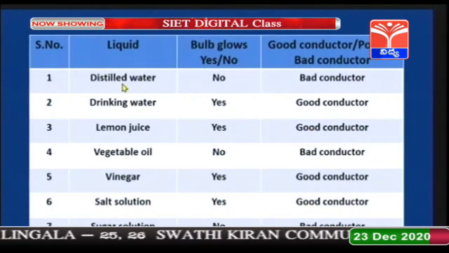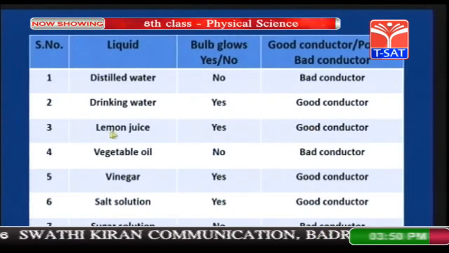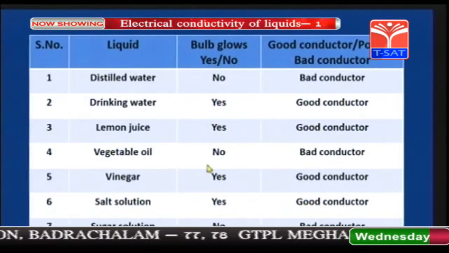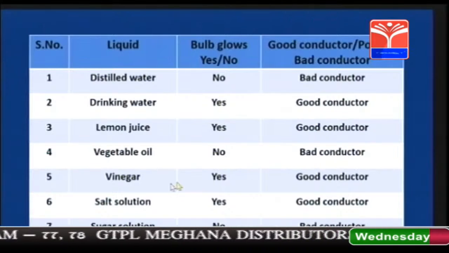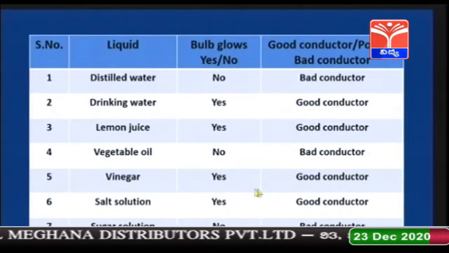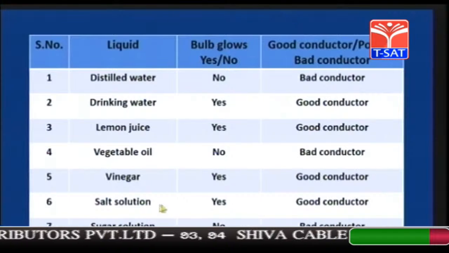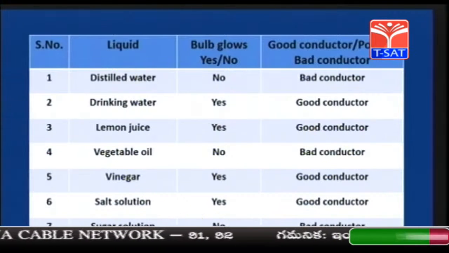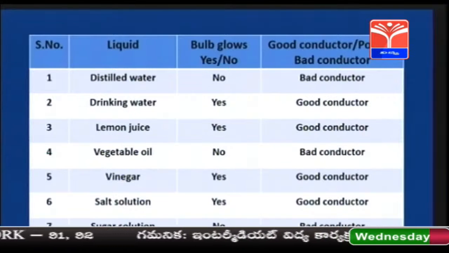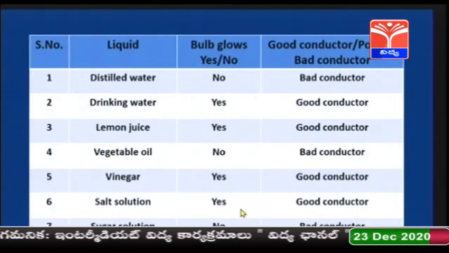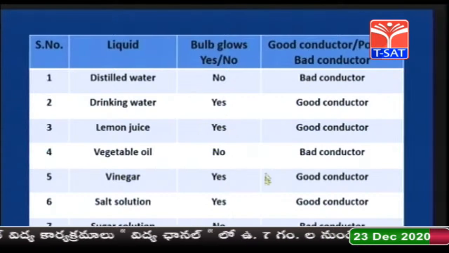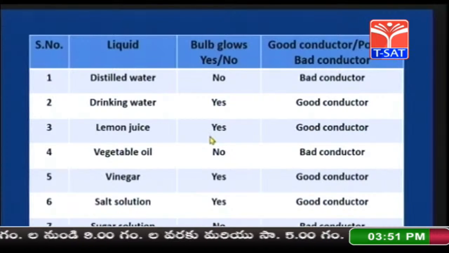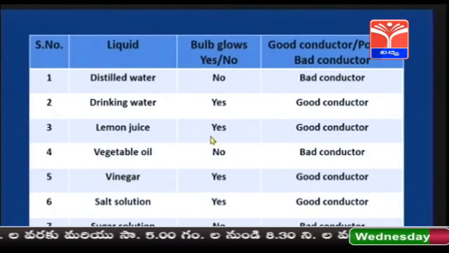Distilled water is pure. Lemon juice, yes, it is a good conductor of electricity. Vegetable oil, no, it is a bad conductor. Vinegar, yes, it's a good conductor. Salt solution is a good conductor of electricity, and sugar solution, we have seen the bulb has not glown, it is a bad conductor of electricity. So, children, in this we have seen that all the liquids cannot conduct electricity. All the liquids cannot pass current through them.